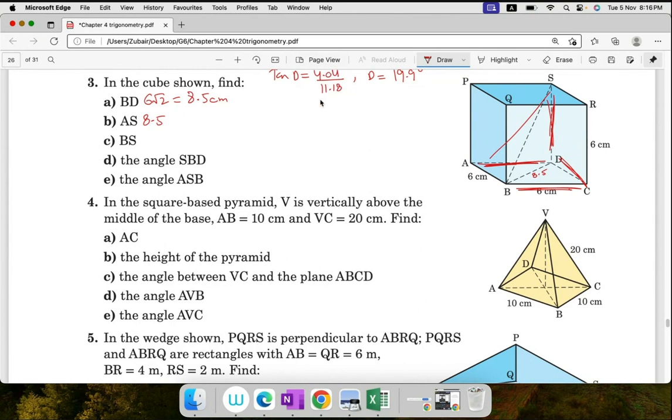To one decimal place, it is 8.5. I'm just writing it if needed anywhere. Okay, 8.5 centimeters again. And then we have BS. We will use the 8.5 and 6.